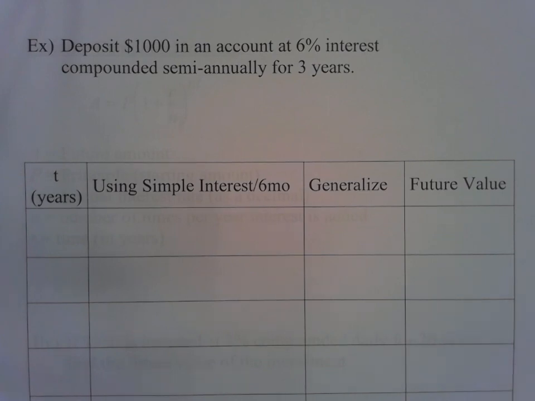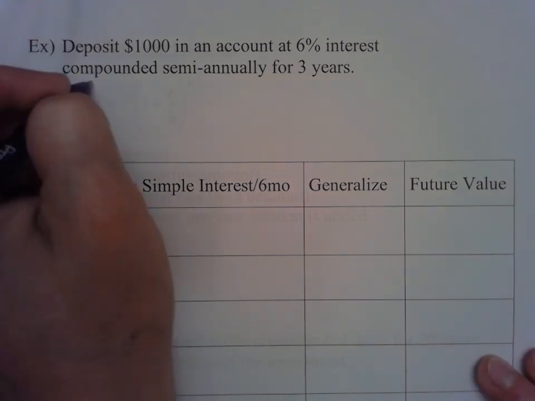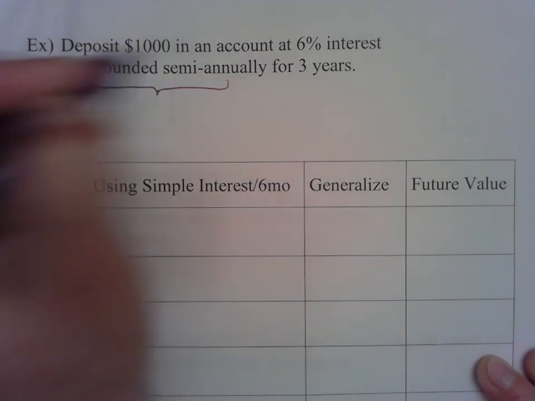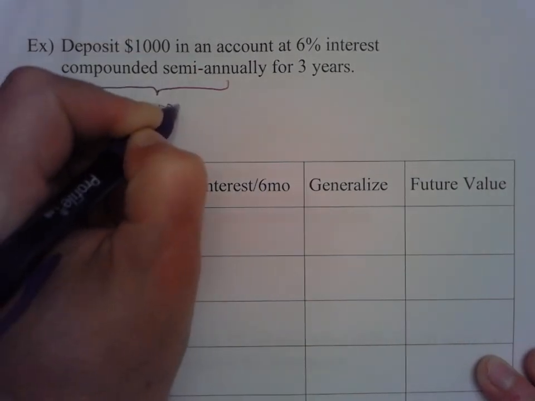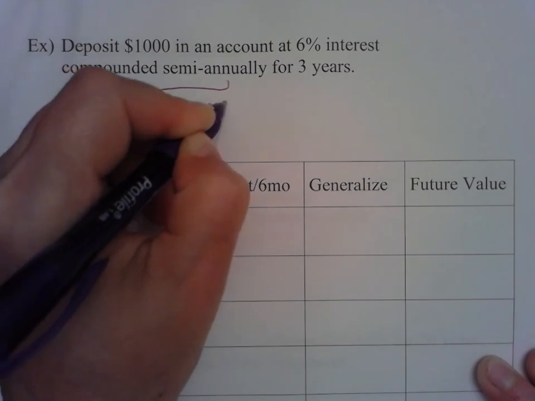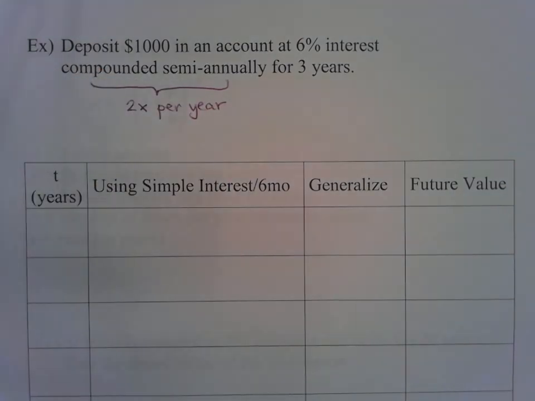So I have the same amount. Let's say I'm going to deposit $1,000 in an account at 6% interest again, this time compounded semi-annually for 3 years. Semi-annually, that means 2 times per year. So every 6 months, I'm going to be earning interest.